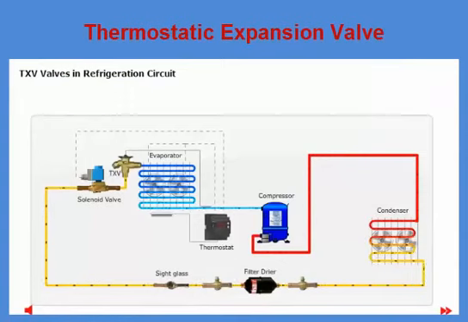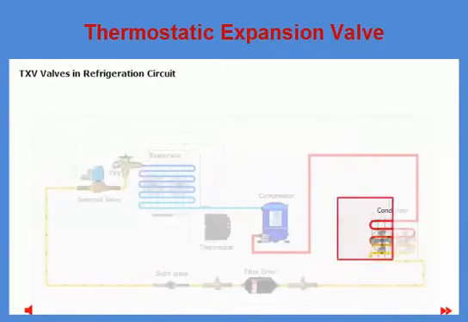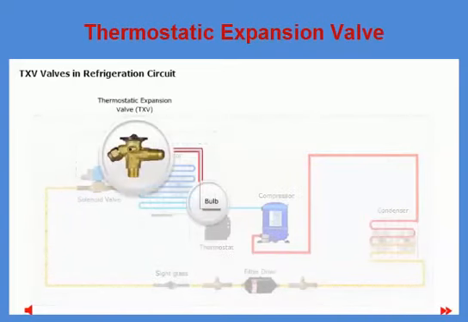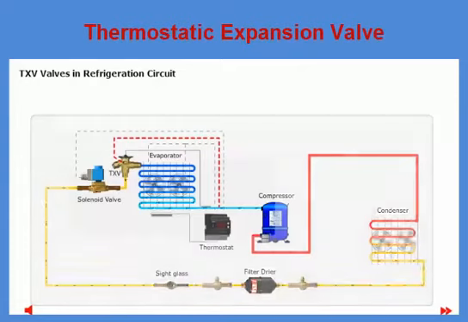Here you can see a basic refrigeration system with a compressor, evaporator, thermostatic expansion valve or TXV, and condenser as the main components. The thermostatic expansion valve is mounted in front of the evaporator, with the bulb and external equalizing line mounted on the suction line just after the evaporator.